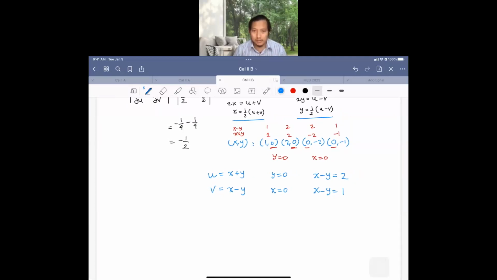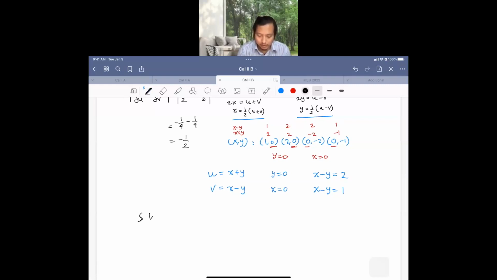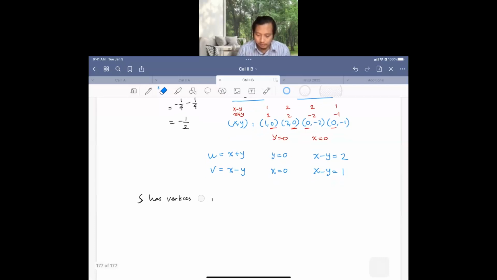Now we can have the vertices for the S. So S has vertices, maybe let me write in terms of u and v: (1, 1), and then (2, 2), and then (negative 2, 2), and then (negative 1, 1). Okay, these are the new vertices for u and v.